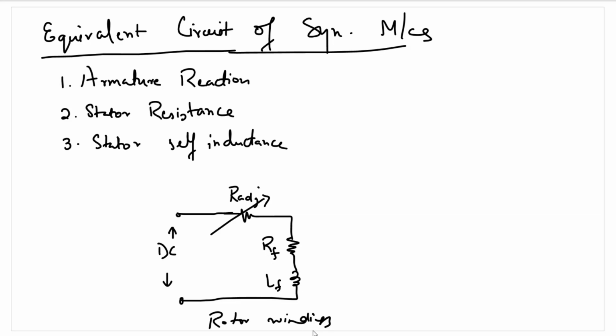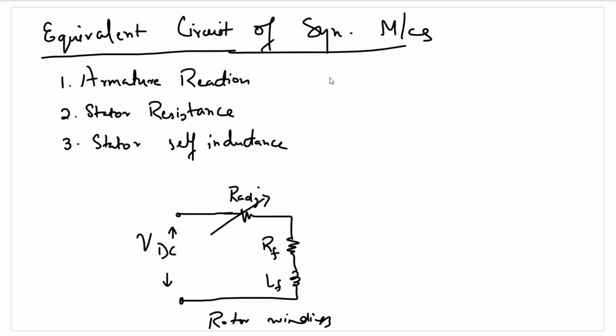synchronous generator. Now, since there is only one rotor winding, there is no phase concept with respect to DC. So there will be only one rotor winding, where RF will be the resistance of the winding and LF will represent the self-inductance of that rotor winding. We can have externally a resistance incorporated in the field to control the field current. So this part represents the rotor winding.